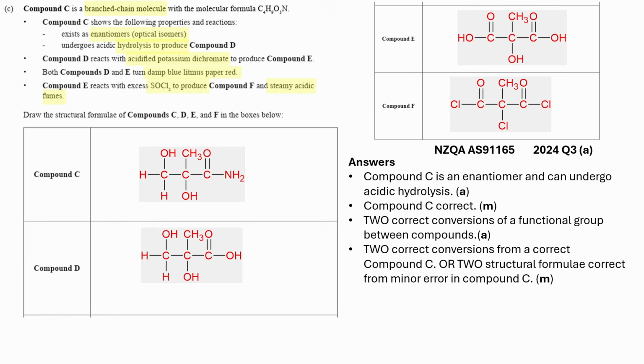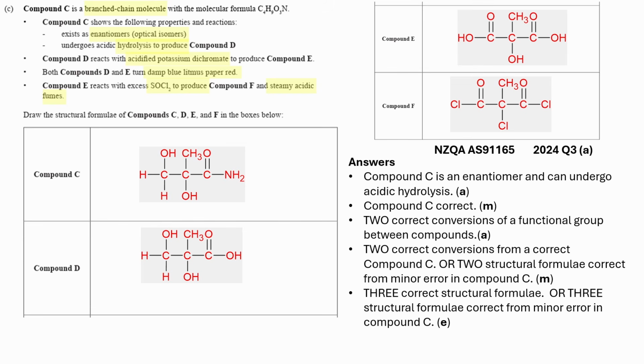Or 2 structural formulas correct from a minor error in C. So if you made a minor error here and 2 of the others are correct, you can get a merit. If you have 3 correct structural formulas, you don't actually have to get all 4 correct in this, because it's such a tricky question. So let's say we didn't substitute all the chlorines in F, but everything else was right, you're still going to get the excellence. Okay, so if you did a minor error in the first one, it could be to do with maybe the OH coming off here at the bottom, you might have just put an H or something, and then everything else was correct, you can still get an excellence.